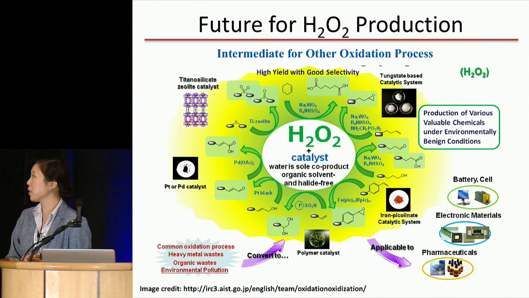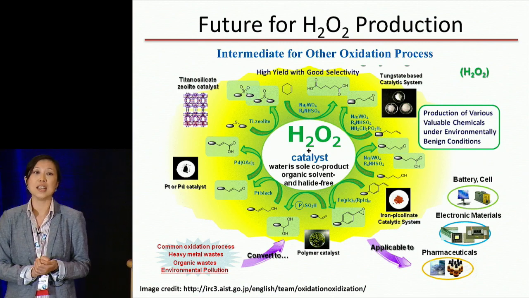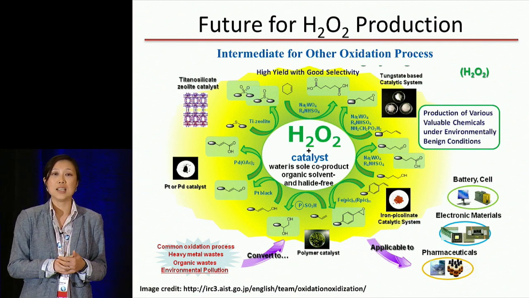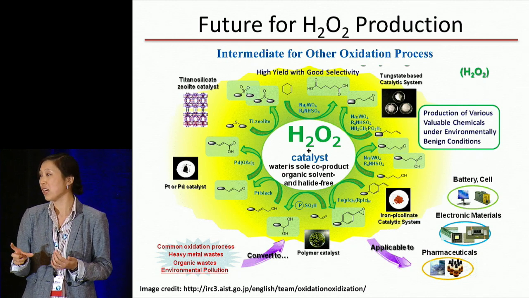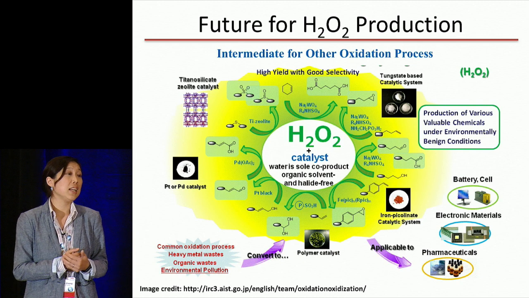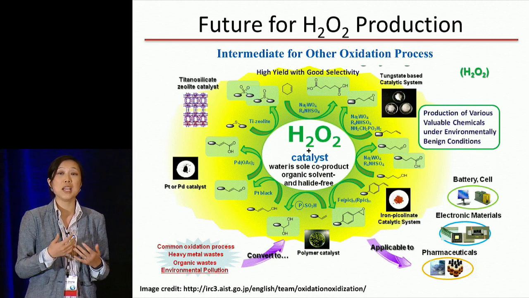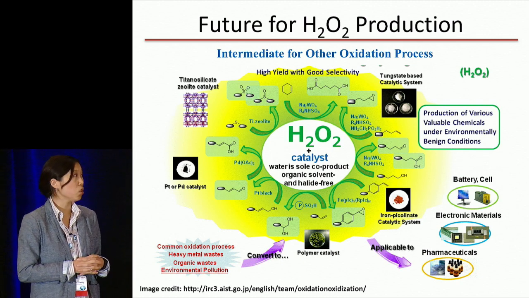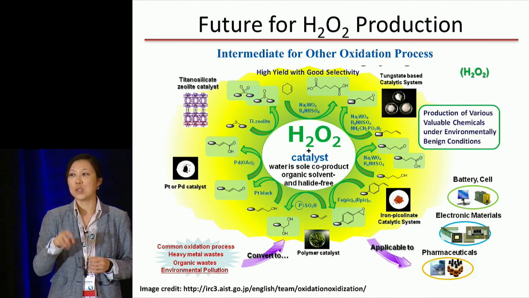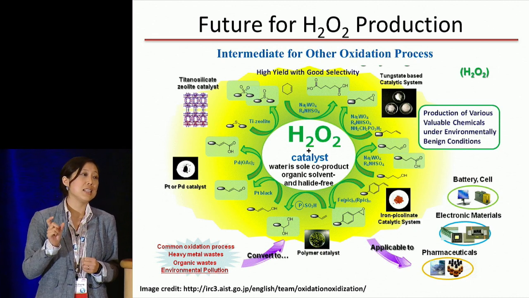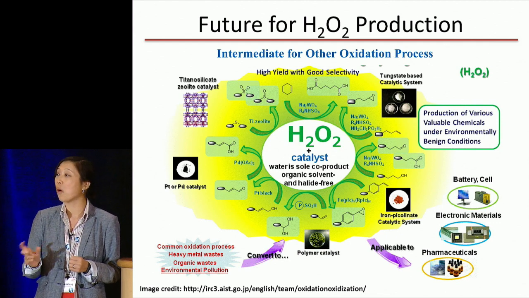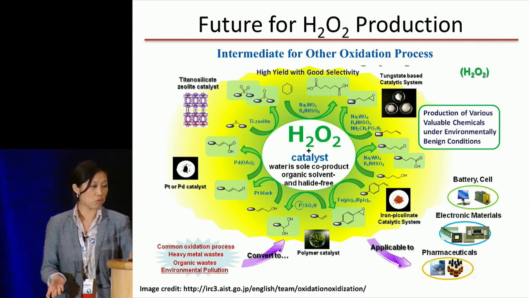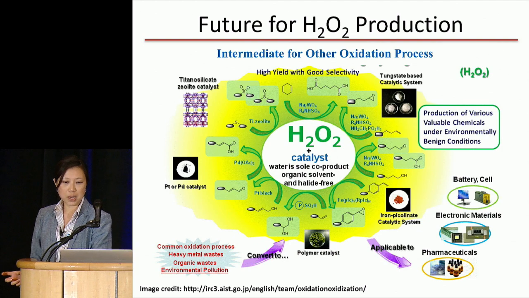Another possibility: hydrogen peroxide is a strong oxidizer, and you probably have the 3% at home for disinfection. And it's a clean oxidizer. It can be used for many additional chemical productions. So we can envision using hydrogen peroxide as an intermediate for other oxidation reactions and using solar to power those reactions. So that's really exciting for the possibility.